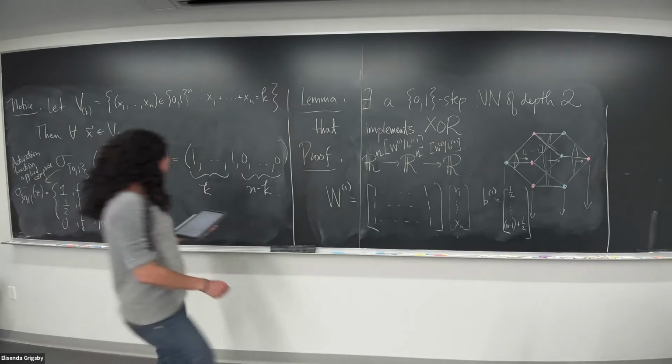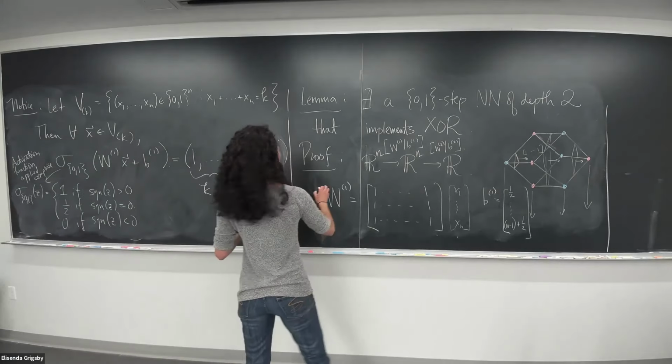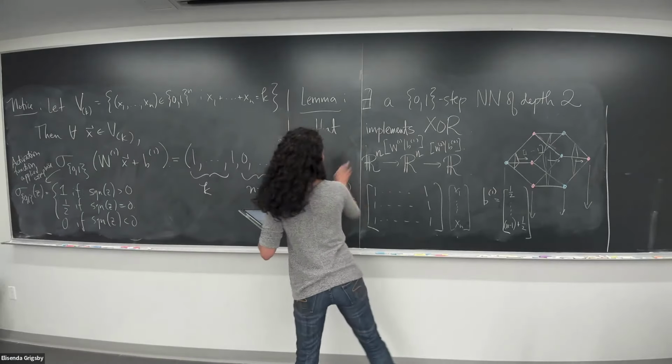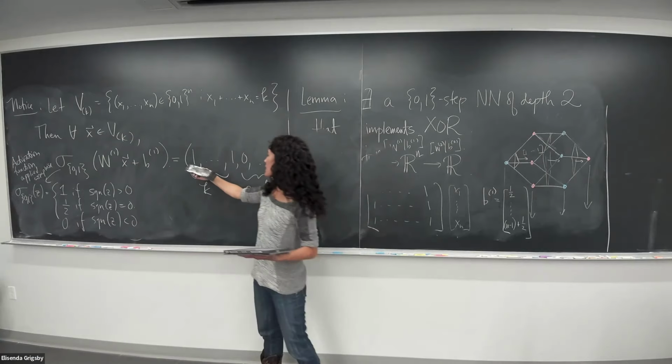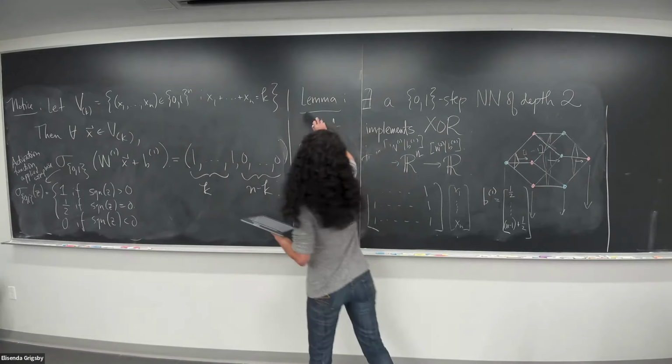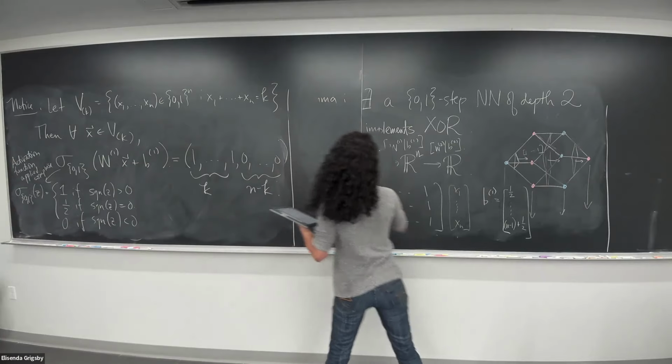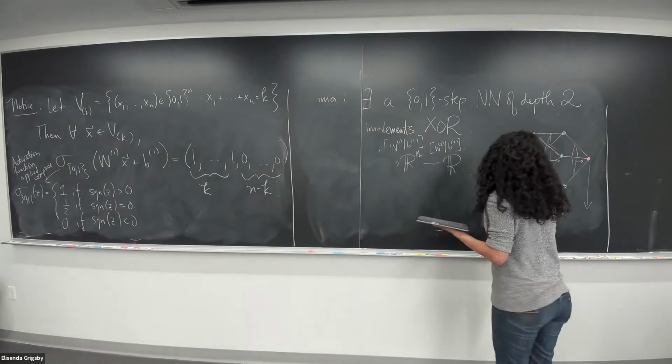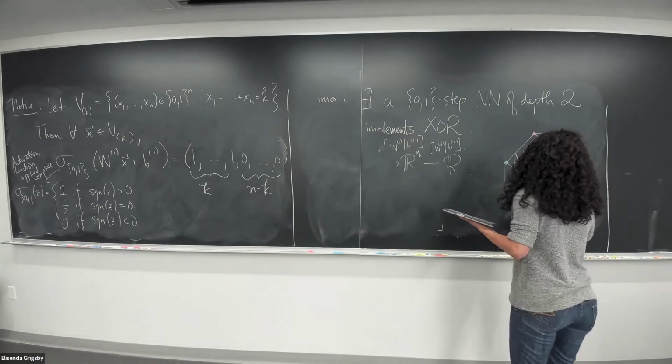Okay. And now you can probably see what we're going to do, which is just to take the alternating sum now in the second layer. So I'll leave this picture up.